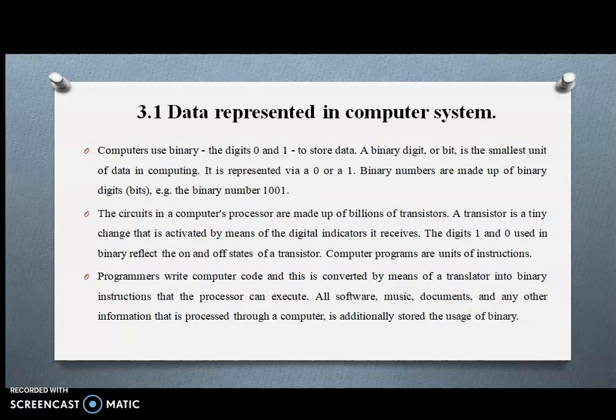3.1 Data represented in a computer system. Computers use binary digits 0 and 1 to store data. A binary digit, or bit, is the smallest unit of data in computing. It's represented by a 0 or a 1. Binary numbers are made up of binary digits.